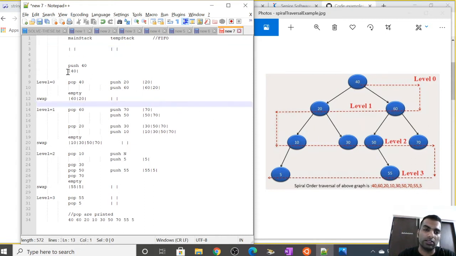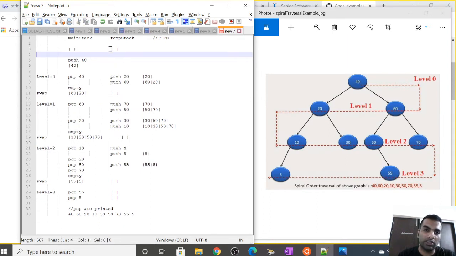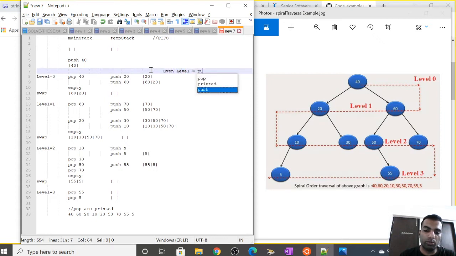So I'll just explain you the logic here. Initially both the stacks are empty, that is main stack and temporary stack both are empty. We'll start by pushing 40 onto the main stack, our root node. So here main stack contains 40. At level 0 we will pop 40. So when we pop 40, our logic is something like this, I'll just write it down: whenever we are at an even level, we will push left and right. That is, we will push the left child and the right child.